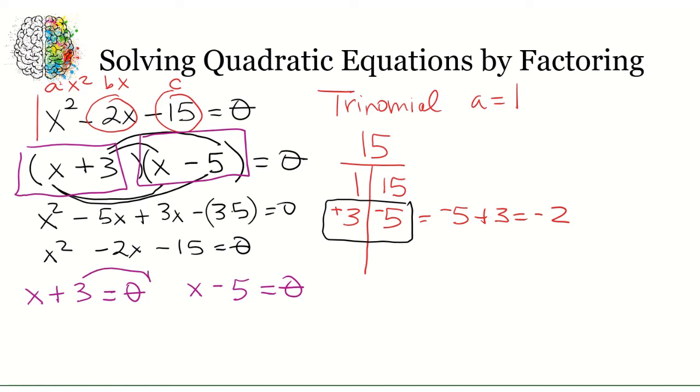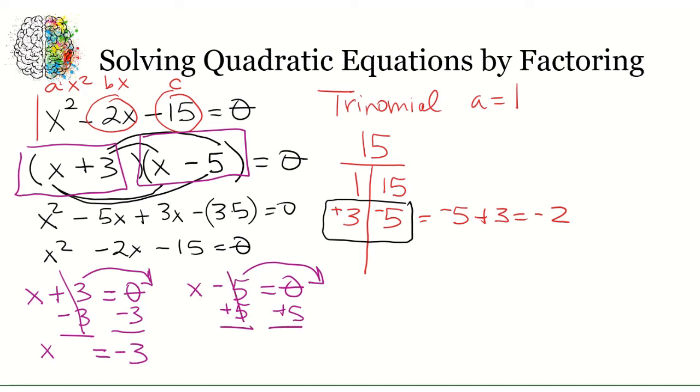So I want 3 to go on the other side. I'm going to subtract 3 from both sides. That'll make these 3's cancel out and give me x equals a minus 3. And then on this side, I want that 5 to go to the other side, so I'm going to add 5 to both sides. That's going to make these 5's cancel out, and that's going to give me x equals a positive 5.